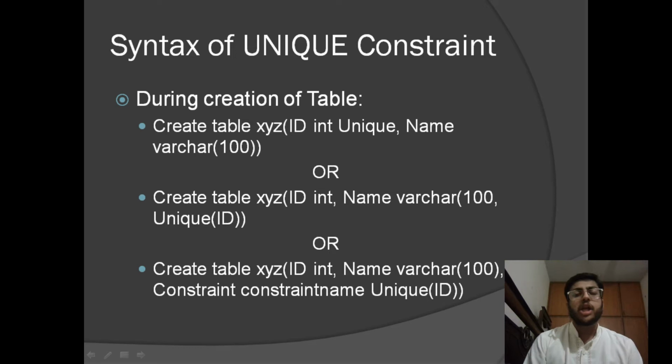Similarly, id int, name varchar, constraint name and then unique id. Now what we are doing here, we are writing the keyword constraint, then the name of that constraint, and which constraint we want to apply and where we want to apply that constraint, right? So we write constraint, then the name of the constraint, then the unique constraint that is to be applied on the id column, right?